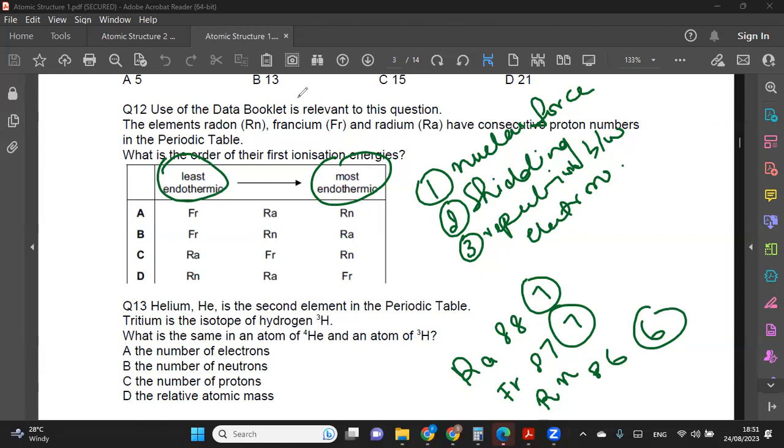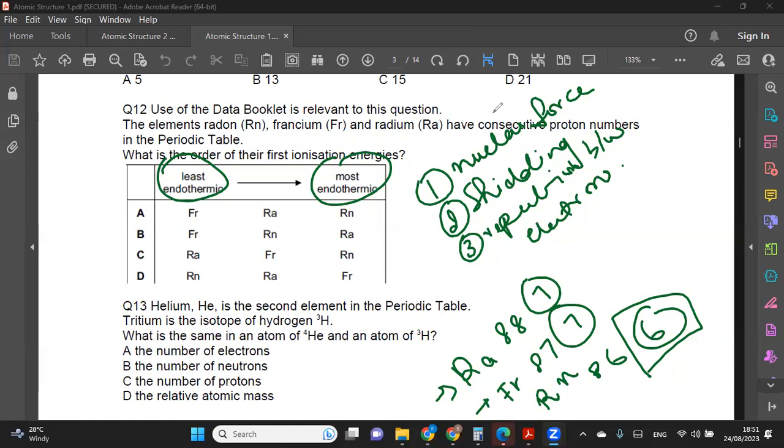Would it be radon? Yes, it would be radon. The reason radon has the least amount of shielding is because radon has the least number of shells. Both radium and francium have 7 shells. Radon has 6 shells only, which means that the outermost electron is going to be closer to the nucleus. If I compare radon with radium and francium, in radon the outermost electron is closest to the nucleus, right?